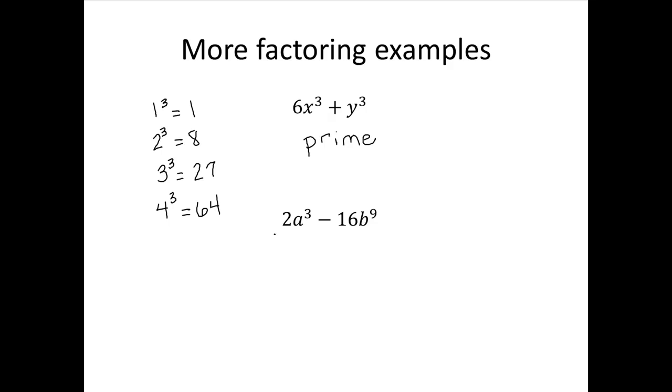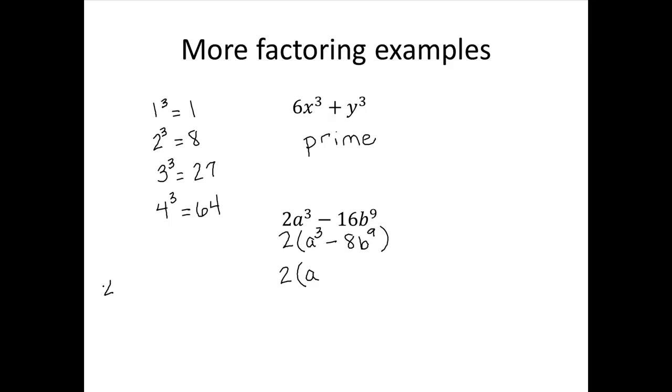So if I start by pulling out the 2, that leaves me a to the 3rd minus 8b to the 9th. Then I can say, all right, they had a 2 in common. I took that out. Now I look at what's inside the parentheses, and I do have a difference of cubes. So I keep my 2. I can't get rid of any factors. I think about what goes in my binomial. A to the 3rd power, I know the base is a.